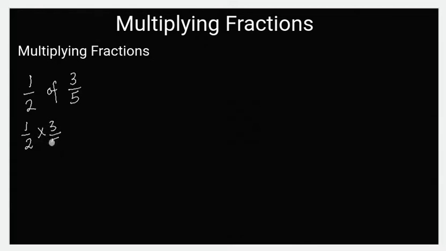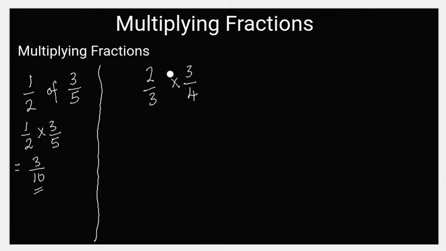You multiply the numerators, you also multiply the denominators. What do you get? This will be 3 over 10, and you can't simplify this any further. That's your final answer. So it's as straightforward as that when you're multiplying fractions. Let's take a couple of more examples. One more example here. 2 over 3 times 3 over 4.